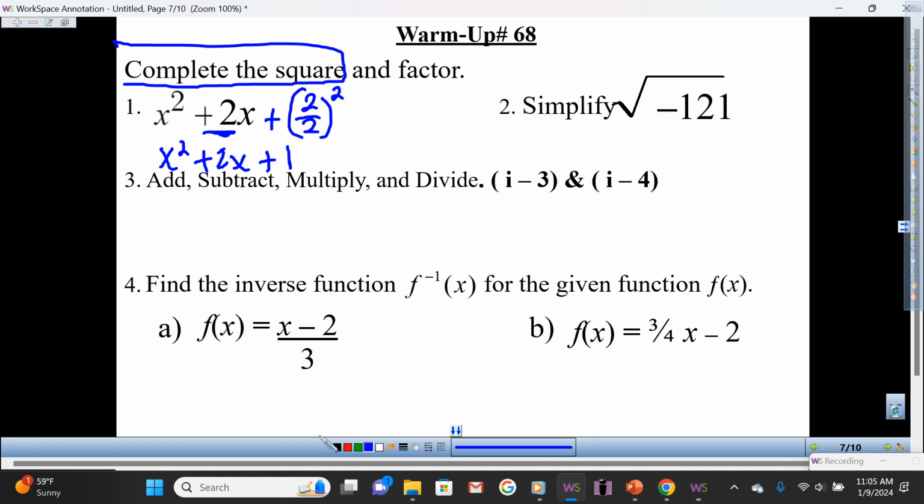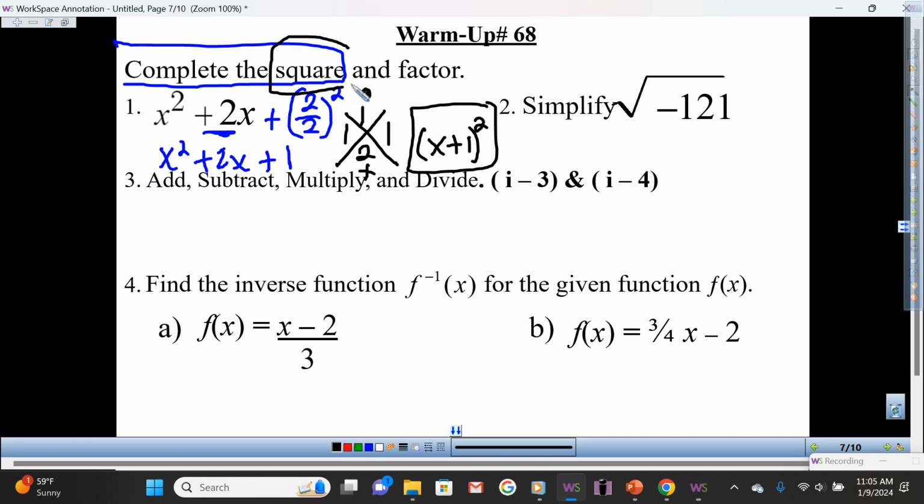All right, how do we factor that? This one goes on top. That's my product. The 2 goes on the bottom. That's my sum. What 2 numbers multiply to give me 1, and when you add them, give us 2? 1 and 1. So my factors would be x plus 1, or x plus 1 squared. Why squared? Because we just completed the square.